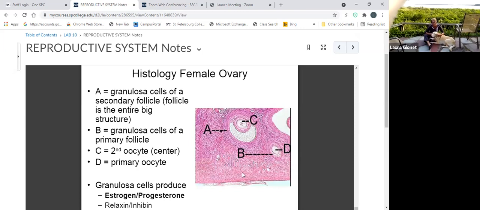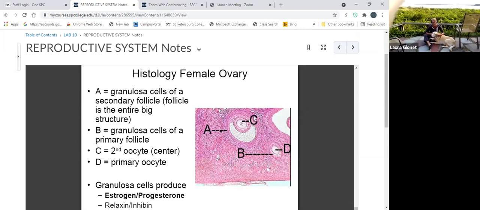Here we have a very good picture of the histology of the ovary, I beg your pardon. D and B, so we have an oocyte in the center and one rather thick layer of cells surrounding it. That is a primary follicle. A and C together is a secondary or mature follicle, sometimes referred to as a Graafian follicle. So the oocyte C is now a secondary oocyte.